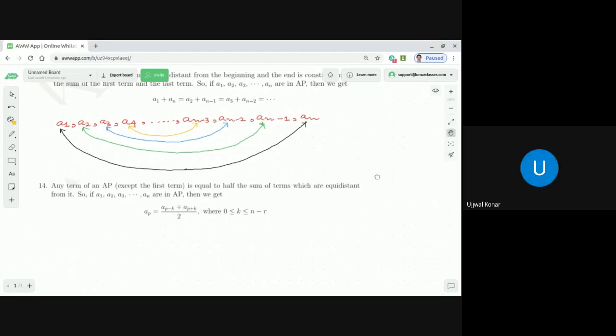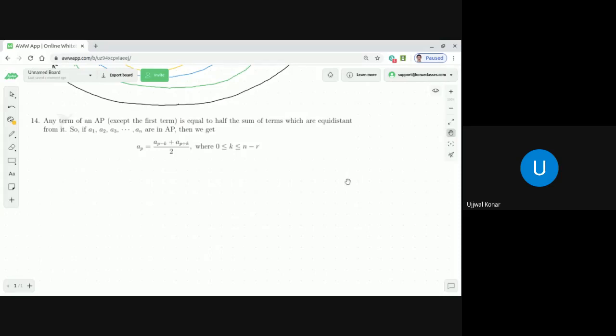The next point says that any term of an AP except the first term is equal to half the sum of terms which are equidistant from it. So in simple terms, what it is saying is, if A1, A2, A3 up to AN are in AP, then any term, the Pth term, is equal to the average of A of P minus K plus A of P plus K.